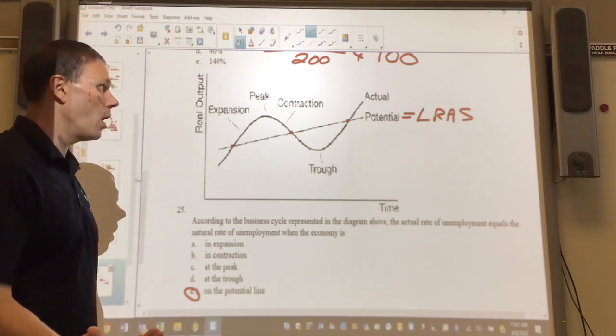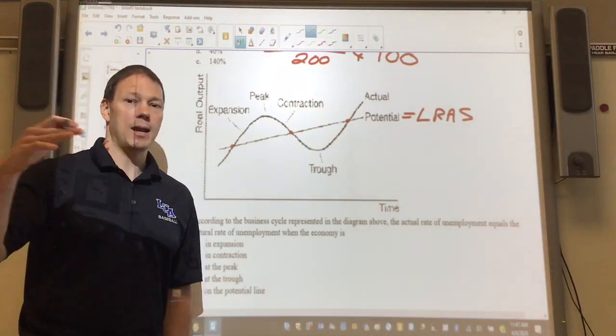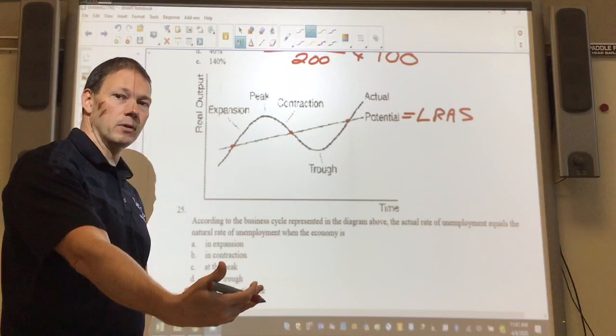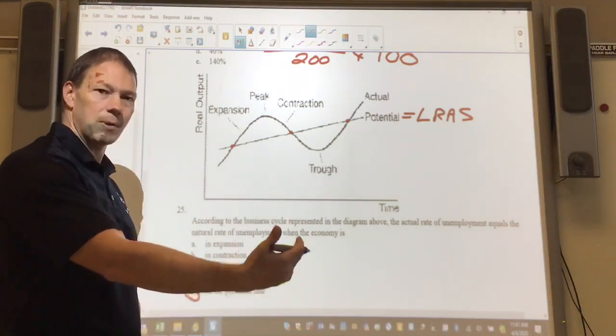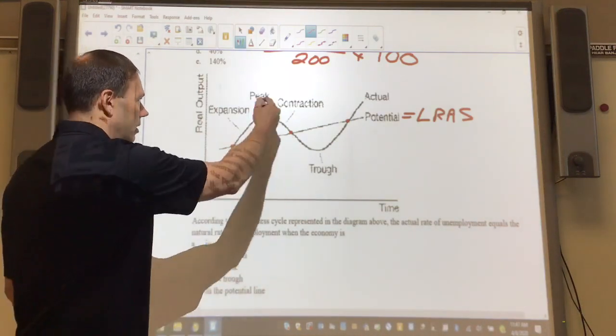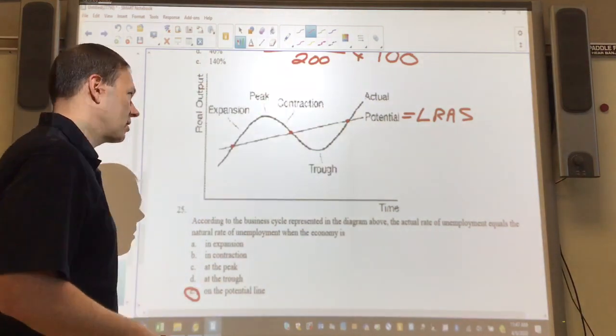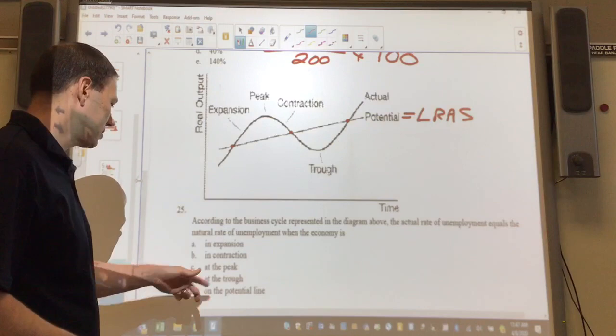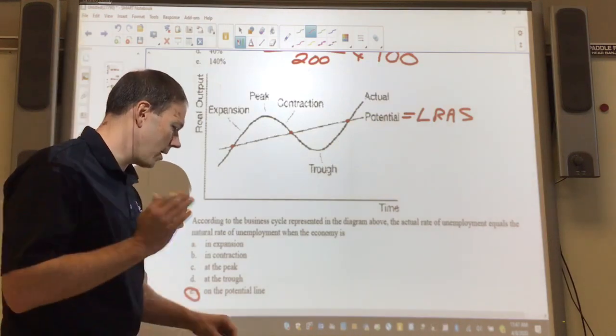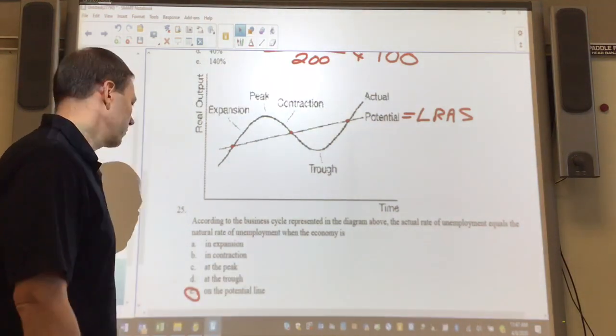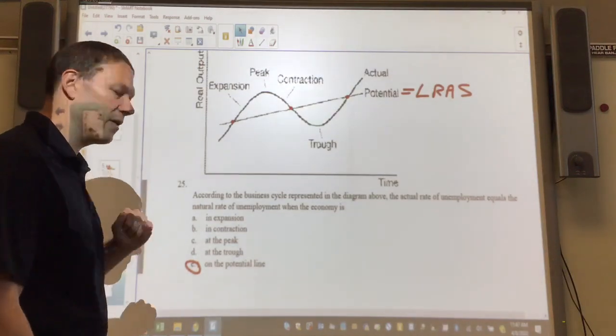And of course, as we know, there's a lot of times we're not at full employment. We're either beyond full employment or less than full employment in expansion or recession, and that's where we get to the peaks and the expansions and the recessions and all that kind of stuff. But think of the potential line as the LRAS, and when we're on that line, we are at full employment because LRAS measures full employment. So number 25 is E.